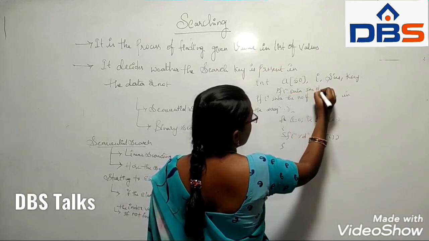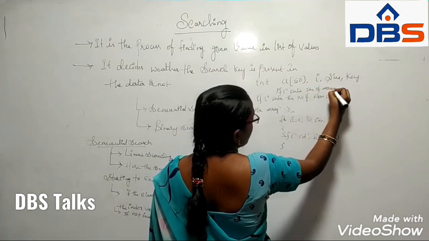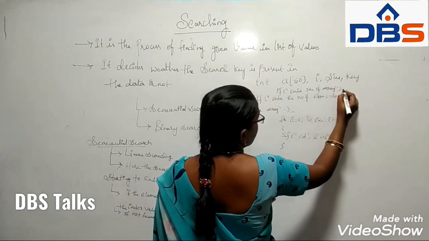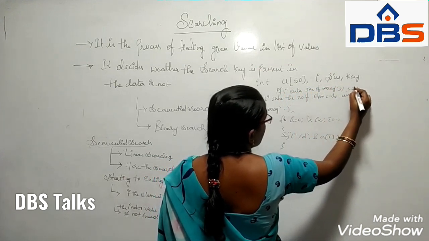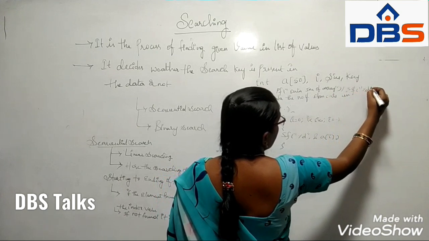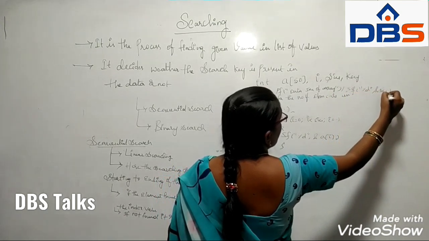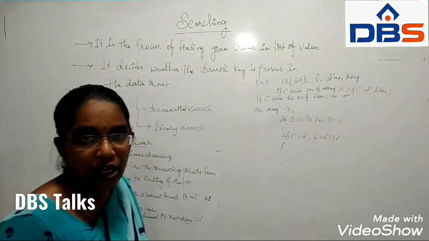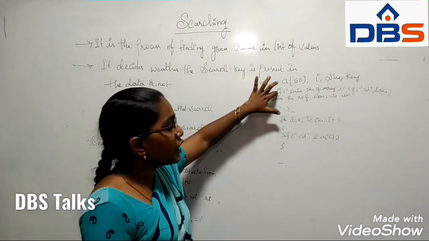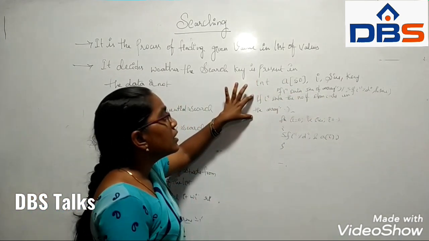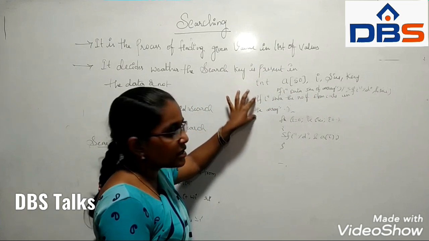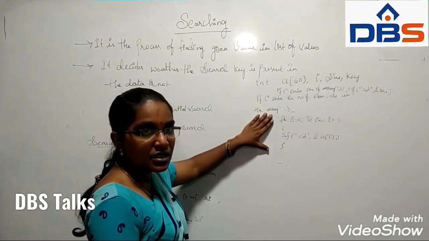Here you have to write some printf statement: enter size of array, then scanf, %d, ampersand size. First of all, you need to mention the size of the array, no? Just for that we have to write this code. After that we have to enter the number of elements in the array. For that we have written this for loop.